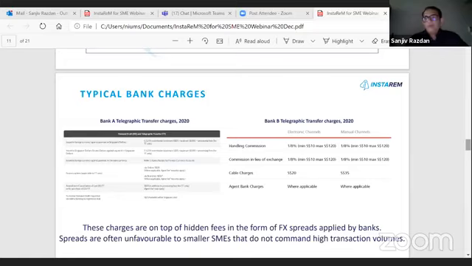And that's why you may feel that, if I have to transfer money from my country to another country, why do I have so much cost to pay? It's all because of these things where the bank makes money: the handling commissions, the commission in lieu of exchange, cable charges, and agent bank charges. So all these are hidden in the pricing.